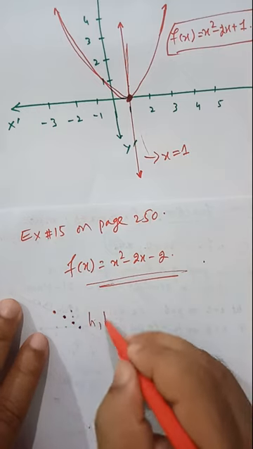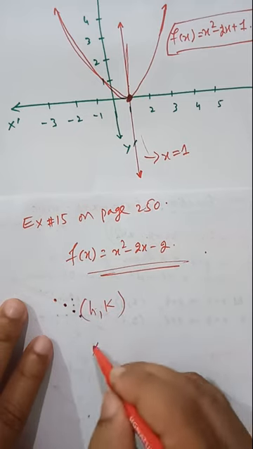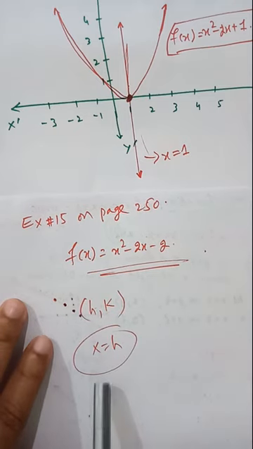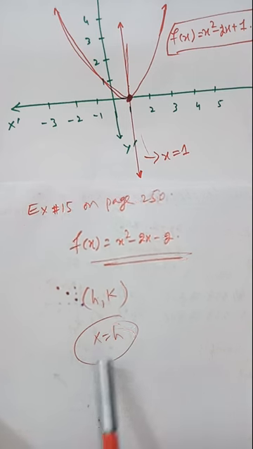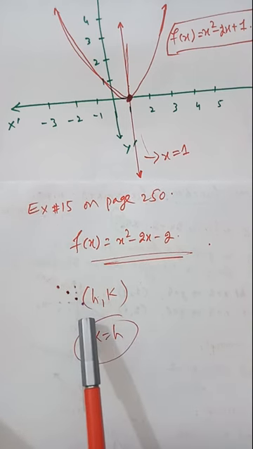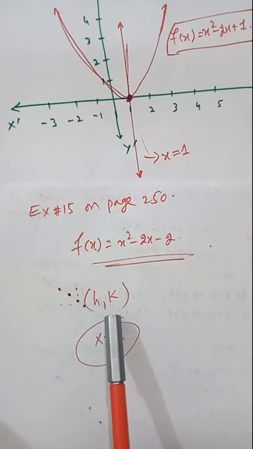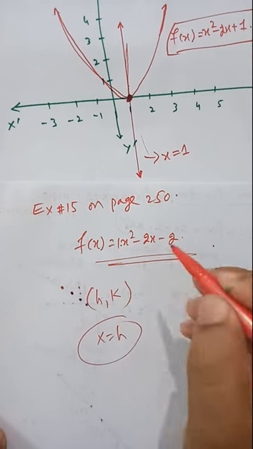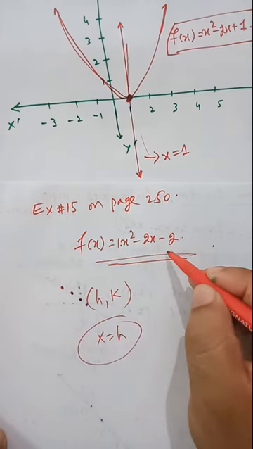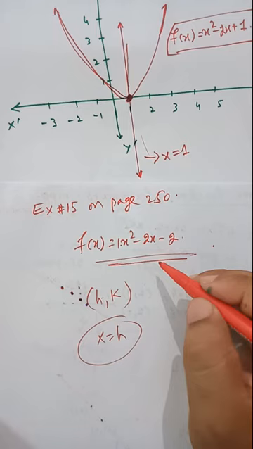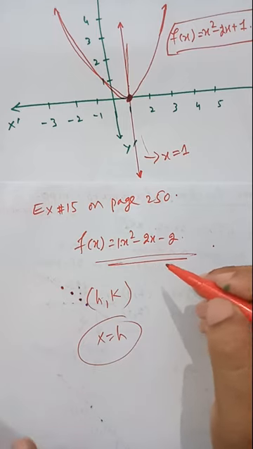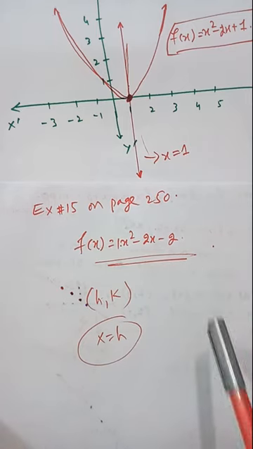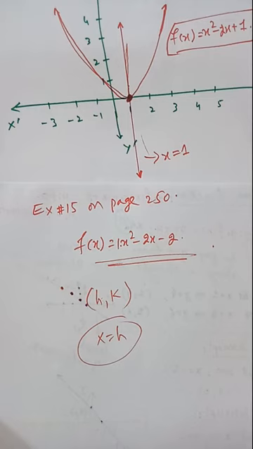You need to calculate h, k, the vertex, and x is equal to h is the line of symmetry, the axis of parabola. So calculate this. h is equal to minus b divided by 2a, and k is equal to c minus b square divided by 4a. And this is the value of a. The value of b is minus 2 and the value of c is minus 2 when you compare this with f of x is equal to ax square plus bx plus c. So this is the way to sketch the graph of parabolic function which are given in the general form.